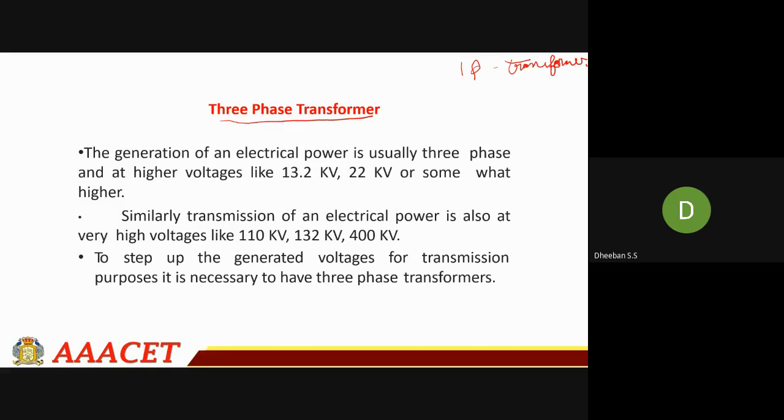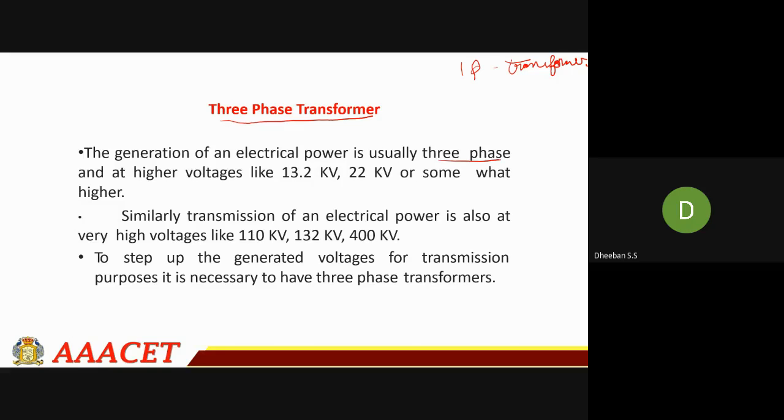In the first unit itself, I have given a very brief intro about your three-phase power quantity as well as your single-phase power quantity. I have clearly briefed it. Okay. So now we will be moving to the next part, which is nothing but the three-phase transformer.